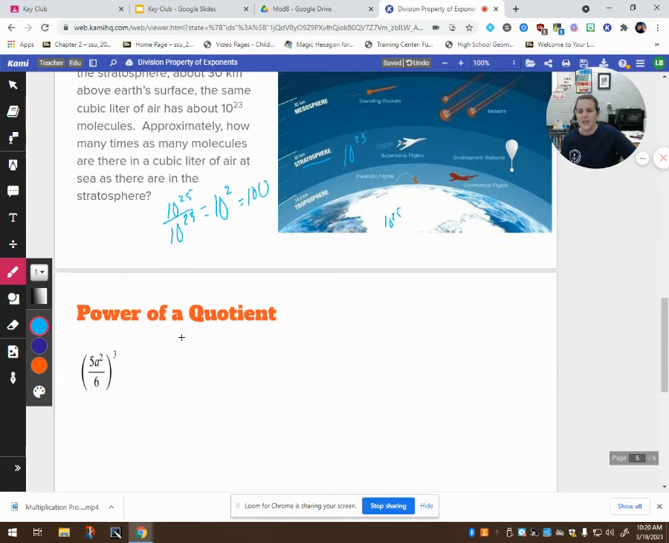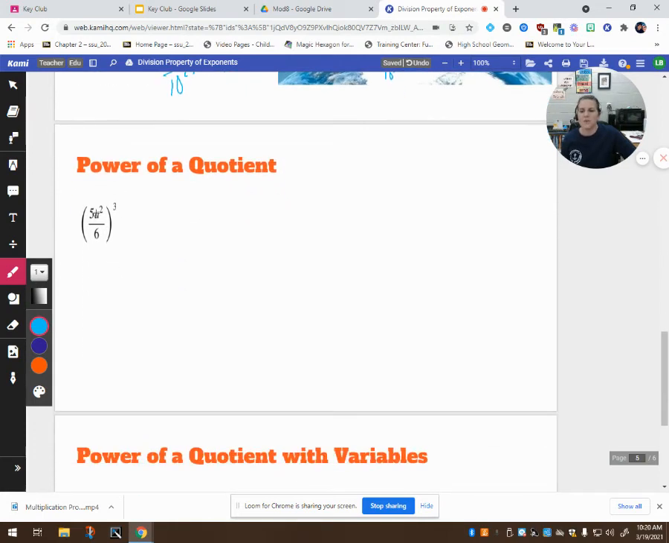Okay, so power of a quotient. We have a power raised to a power. Well, we learned in that previous lesson, if we have a power raised to a power, we multiply. Or, you know, this is a division problem, so we could divide first and then raise the power to the power. It doesn't matter which order we do it. So in this case, 1 times 3 is 3. The a squared raised to the third becomes a to the sixth, and then the sixth is also being raised to the third power.